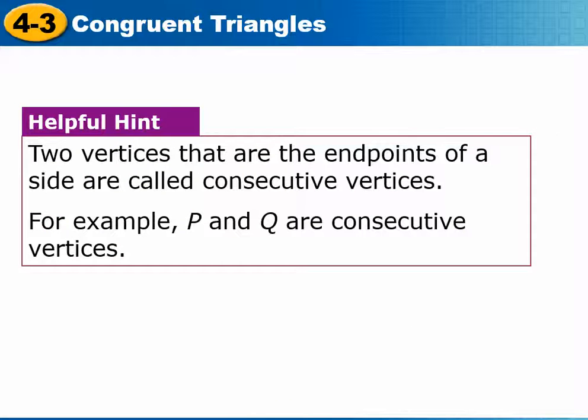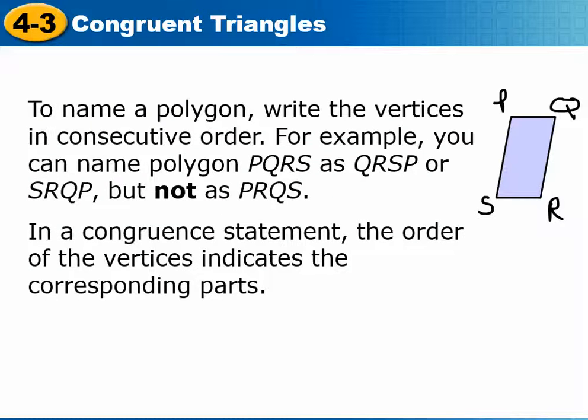Two vertices that are the endpoints of a side are called consecutive vertices. For example, P and Q are consecutive vertices. In this picture here, we have P and Q are consecutive vertices, Q and R are consecutive, R and S are consecutive, and S and P are consecutive. To name a polygon, you write the vertices in consecutive order. So you just go either clockwise or counterclockwise.